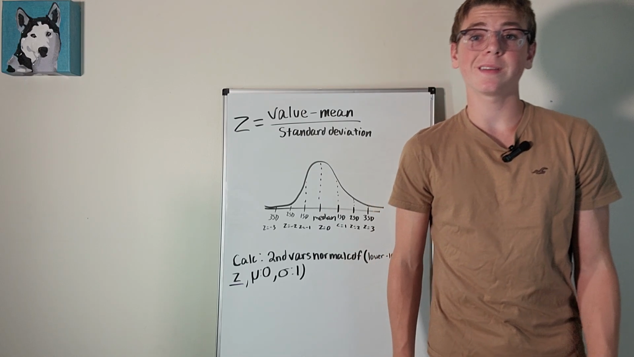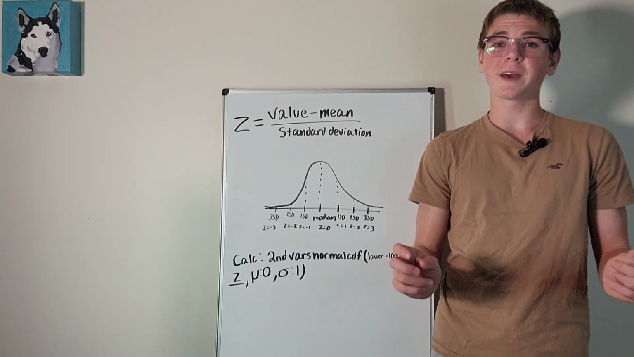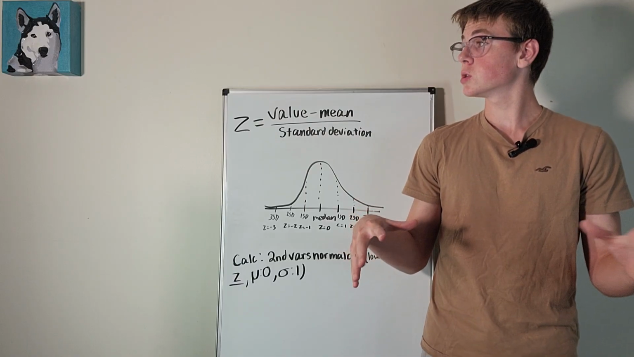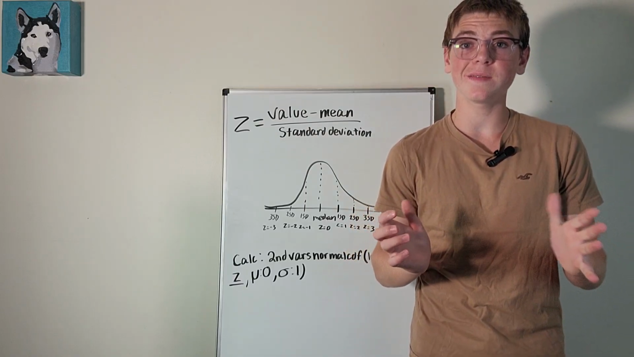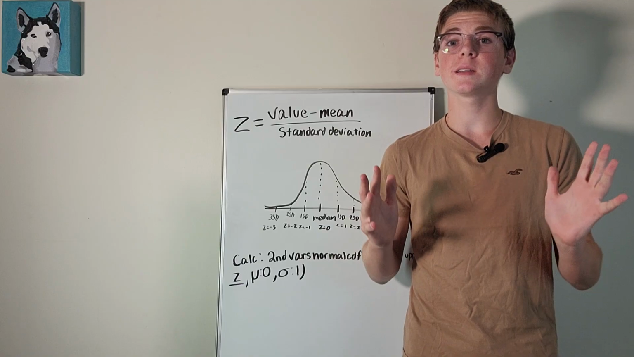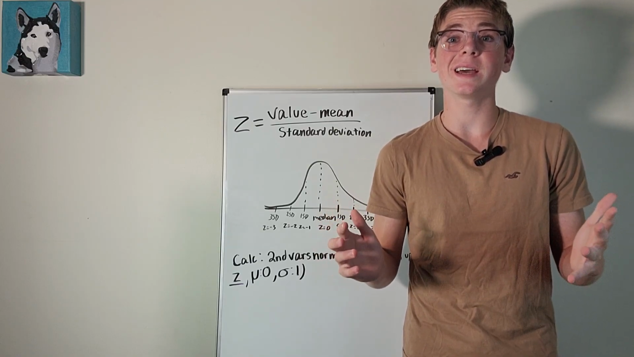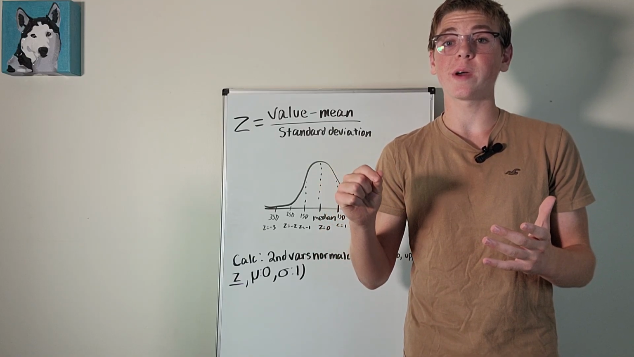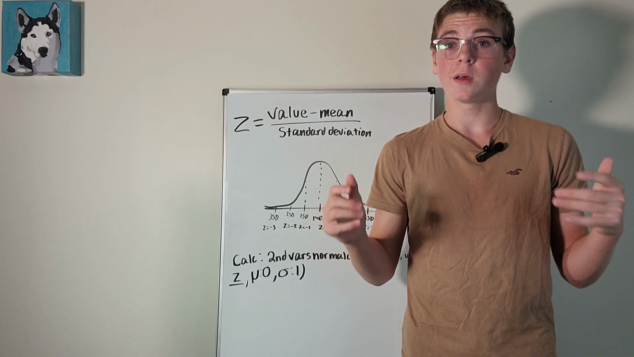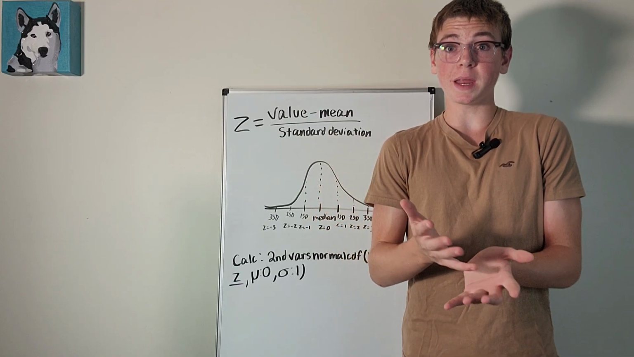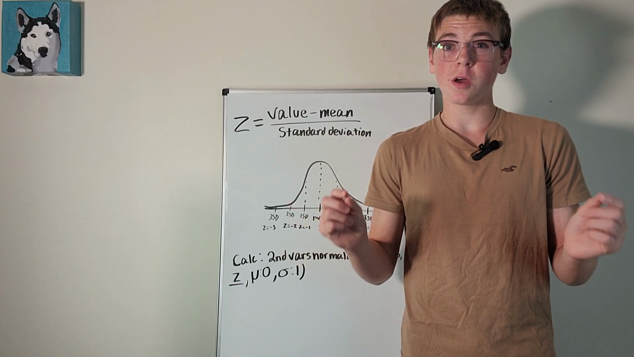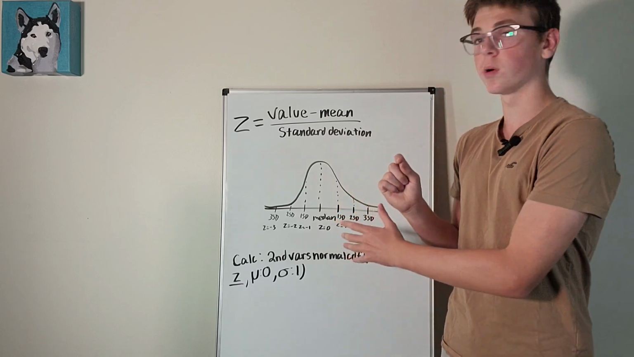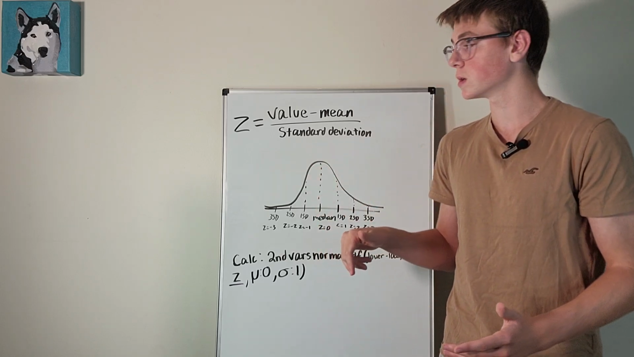I am Xavier Smith, and today I'm going to talk about the z-value in statistics. So let's get started with what is a z-value? Well, a z-value says exactly how many standard deviations away from the mean you are. This is useful in many different situations, but mostly useful in normal graphs like bell-shaped curves.